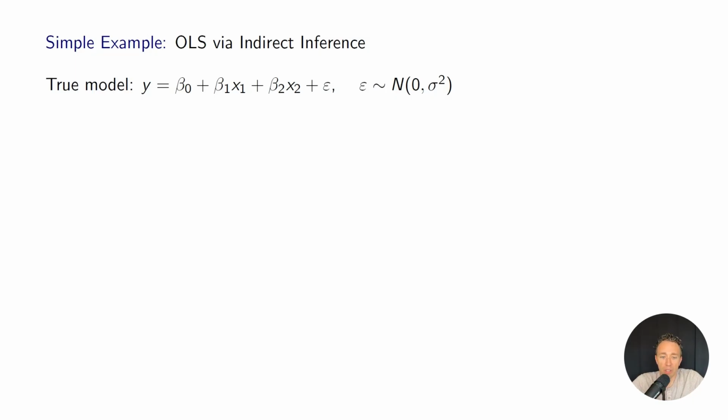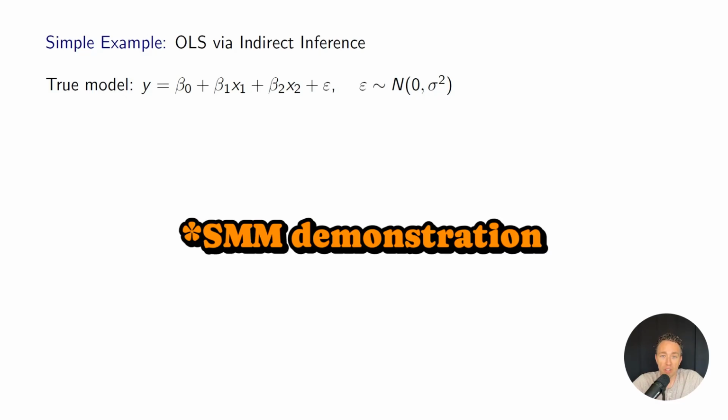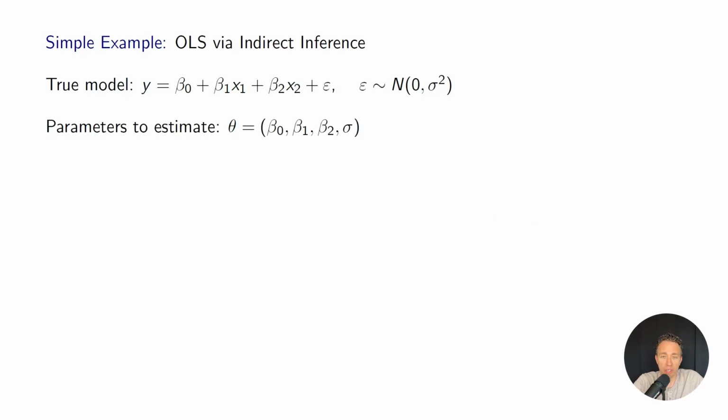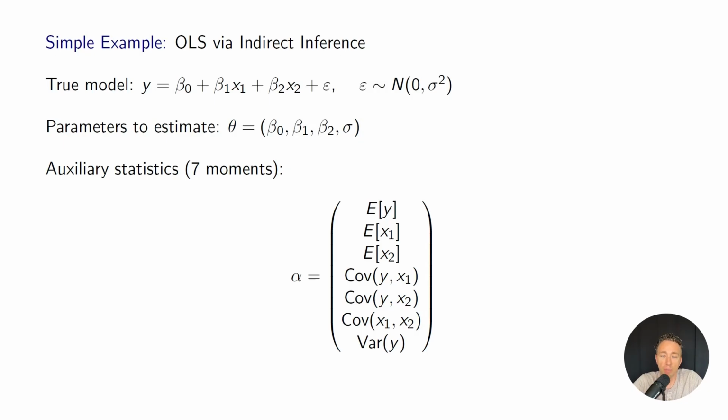So we have our OLS model. This is the same model that we used for the indirect inference demonstration. We've got two x's, and then we want to estimate the intercept, the slope coefficients on those two x's, and the variance of the unobservable epsilon, which we assume is normally distributed. And this is going to give us 7 moments that we can use in our indirect inference auxiliary model. We can get the average value of y, the average value of the x's, the variance of y, and then the pairwise covariances between y and the two x's and between the two x's.